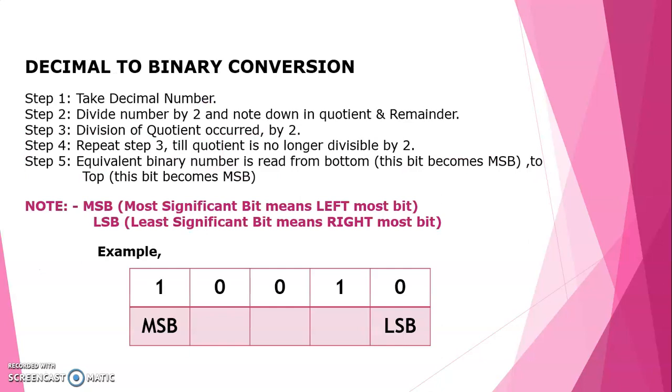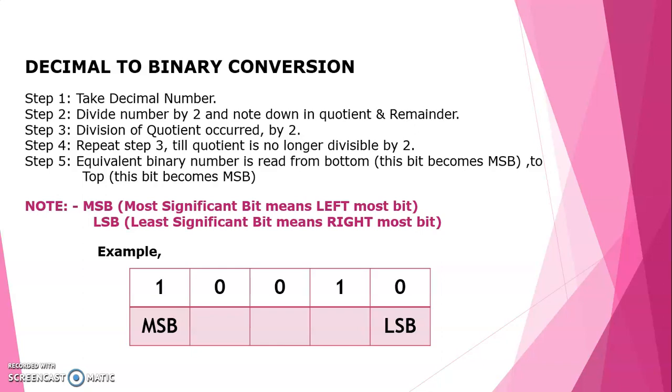So now we'll understand the conversion in the number system. We have different conversions in the number system. First is your decimal to binary conversion. How to convert a decimal number to binary? Step 1. Take a decimal number. Step 2. Divide the number by 2 and note down the quotient and remainder. Step 3. Divide the quotient obtained by 2. Step 4. Repeat step 3 till the quotient is no longer divisible by 2.